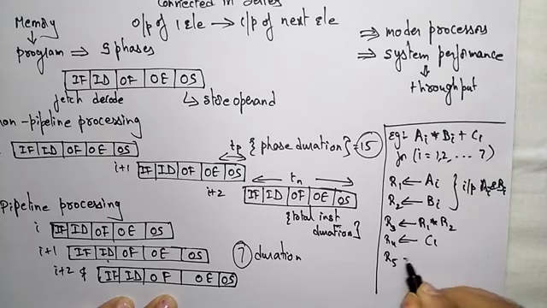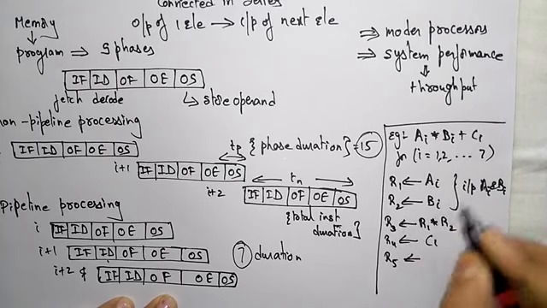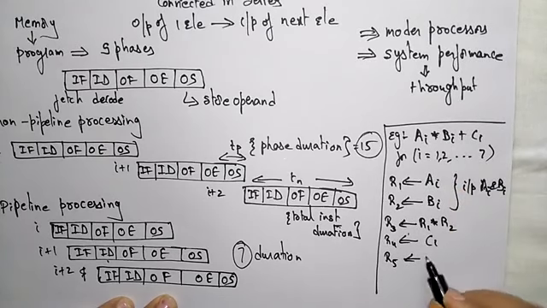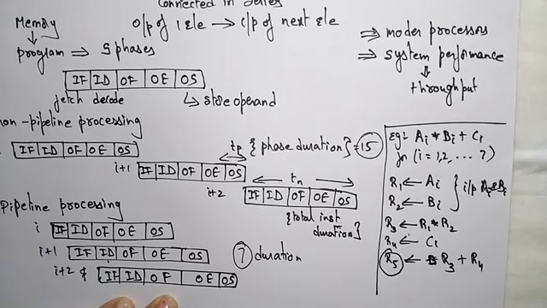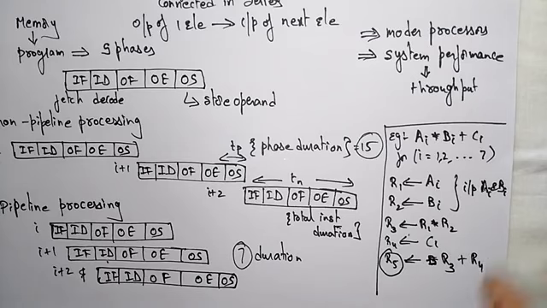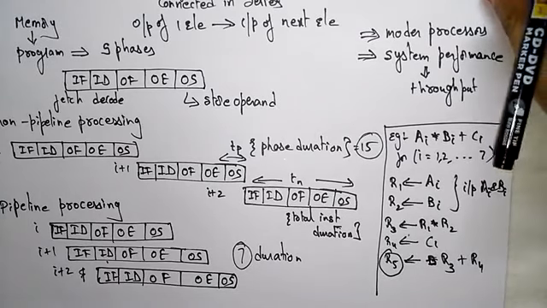So R5 is, A * Bi means R3, and Ci is R4. So both have to be added. The final result will be stored in R5. Okay. So this is the example of pipelining. So let us see how this will be written in the form of a diagram.